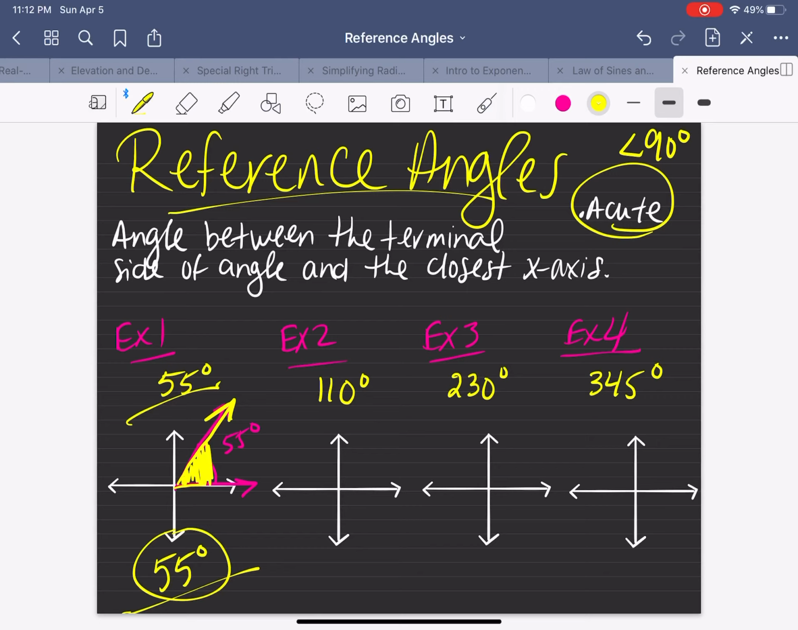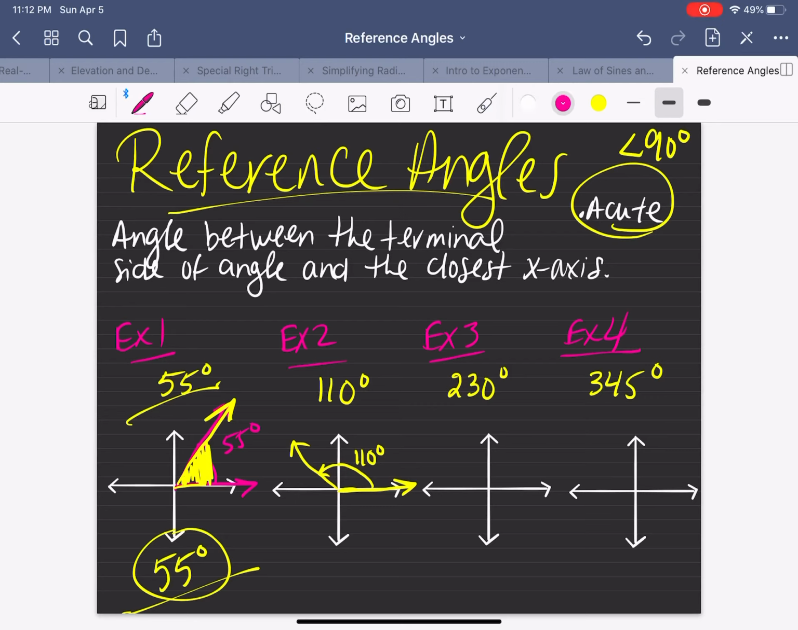Now, the next one is 110 degrees. So let's graph it. Start at the positive x-axis, which will always be your initial side. 110 degrees, it's positive. We're going to move counterclockwise. That's 90. We need 20 more. So this right here is 110 degrees. So let's go back to the definition.